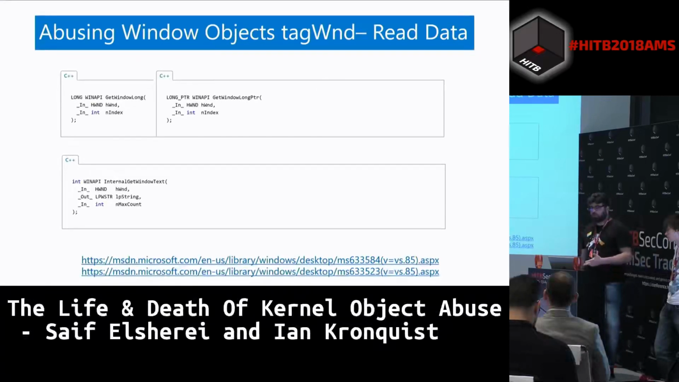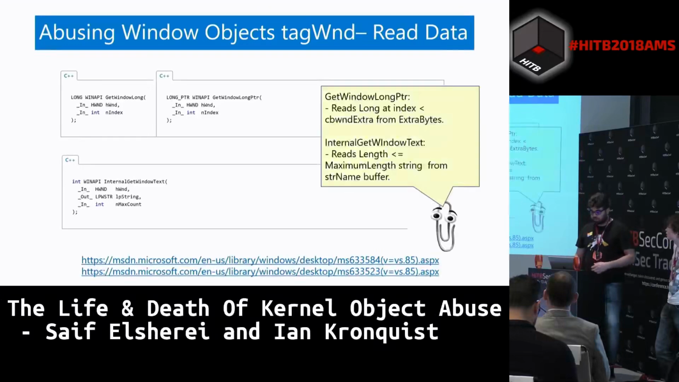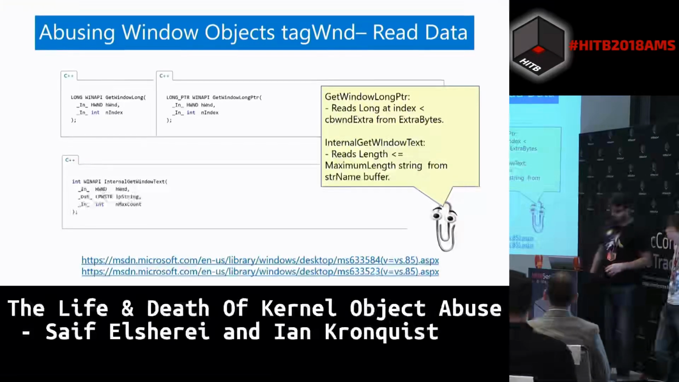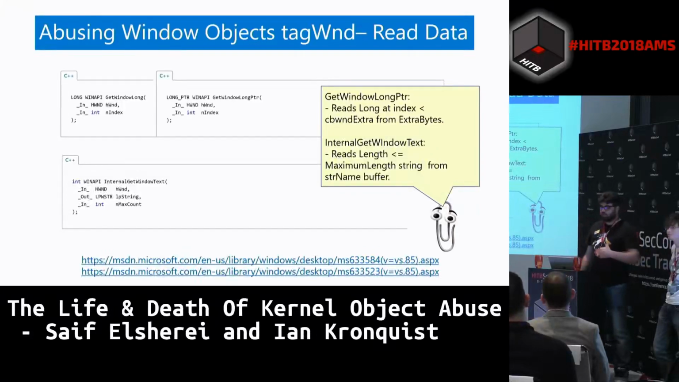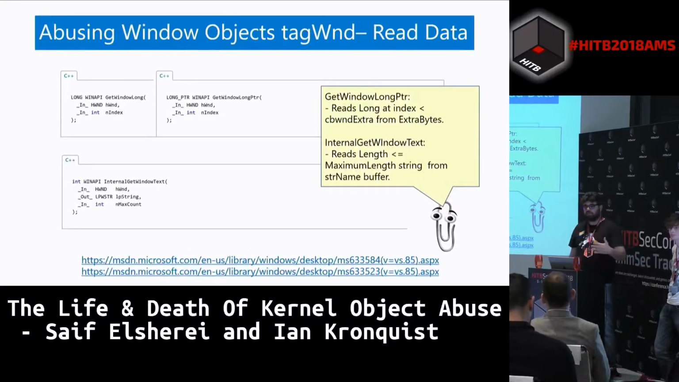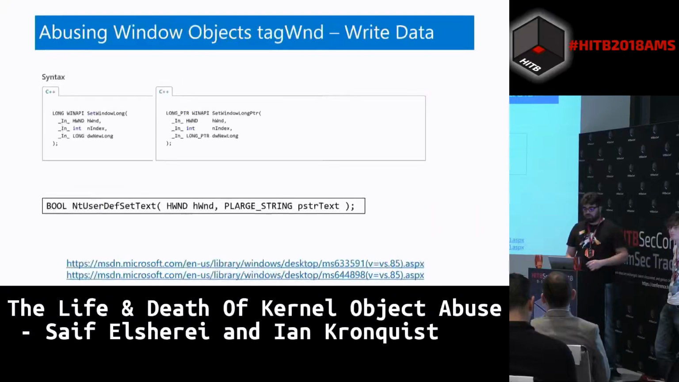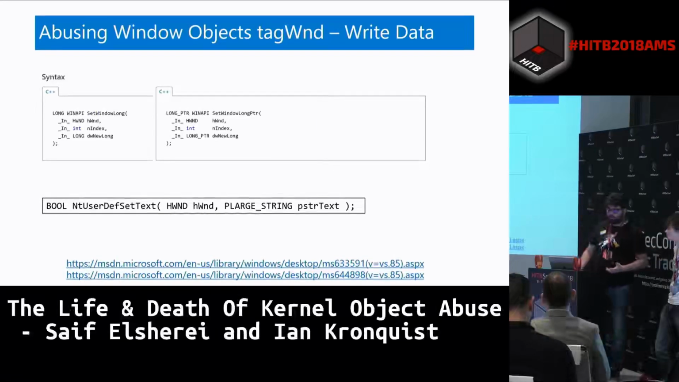We can use GetWindowLong or GetWindowLongPtr and InternalGetWindowText. What these do is read a long at a specific index into the cbWndExtra, or extra bytes, from the window. The second function, InternalGetWindowText, will read up to a maximum length string from the buffer, the window name buffer that is pointed to by the window object.